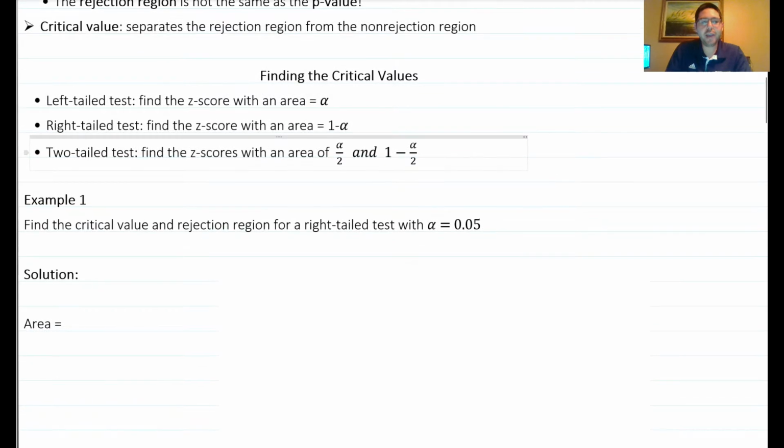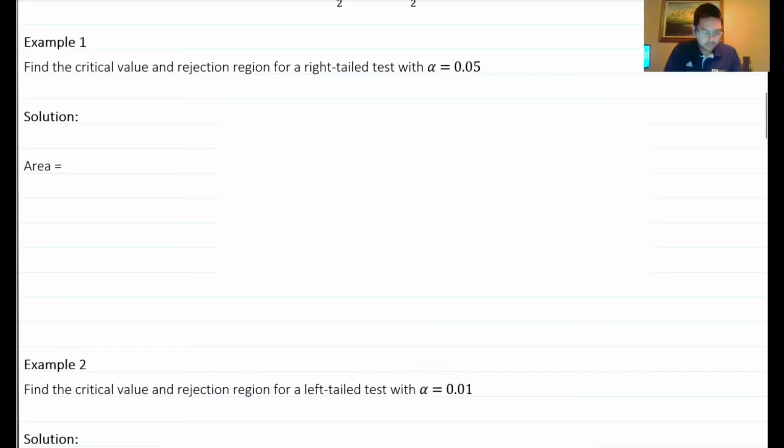So let's show you that with an example. Find the critical value and rejection region for a right tail test with alpha is 5%, which is what we were talking about earlier. So if it's 5% and it's a right tail test, then I need to do 1 minus alpha, and my alpha is 0.05. So that's 1 minus 0.05, which means my area is 0.9500.